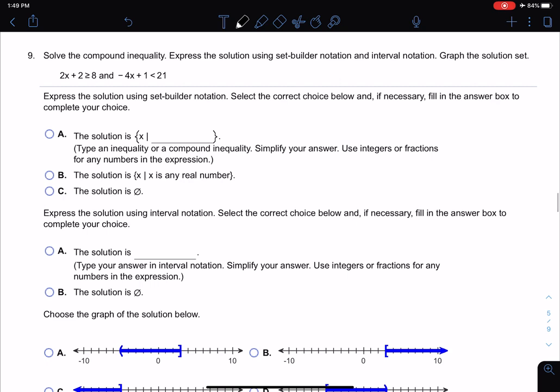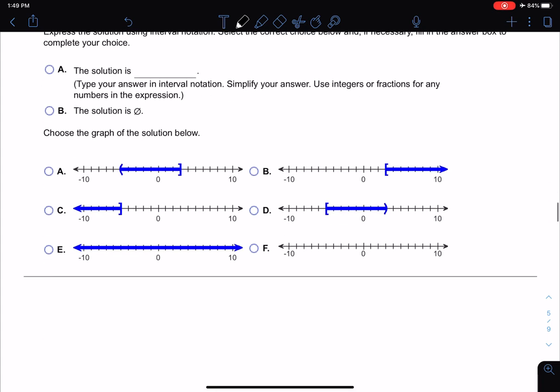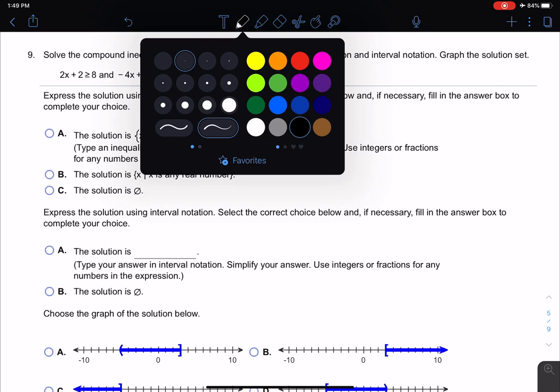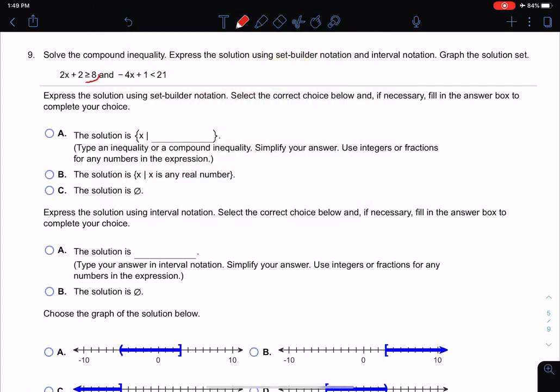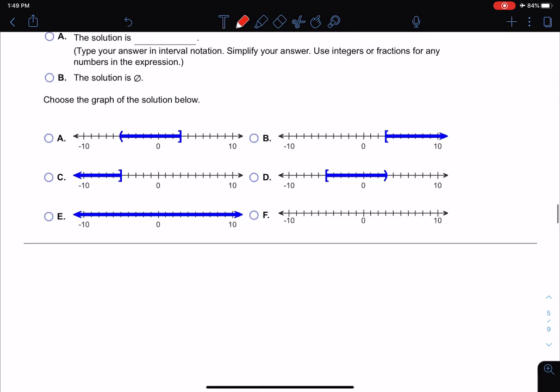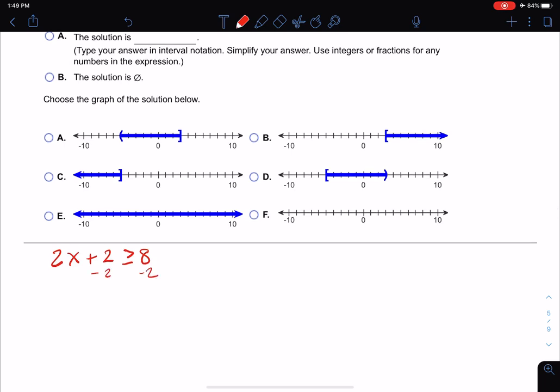Number 9. So this is going to be the same type of problem. I'm going to need a little space to work, and fortunately there's a little space down here. Let me do this one in red. That is 2x plus 2 is greater than or equal to 8. Now I need to solve that, so I'm going to subtract 2 on both sides, which gives me 2x is greater than or equal to 6. Divide by 2 on both sides, and I get x is greater than or equal to 3.